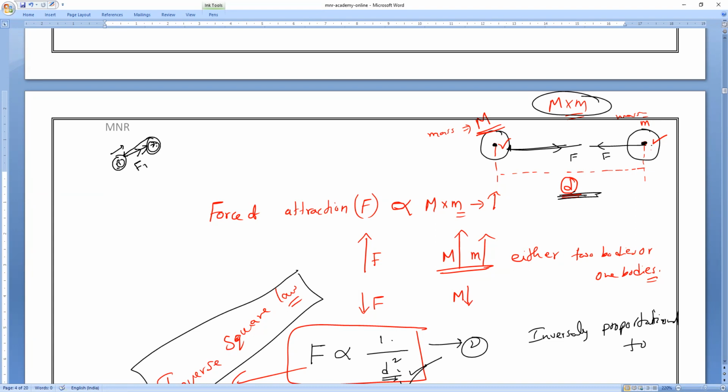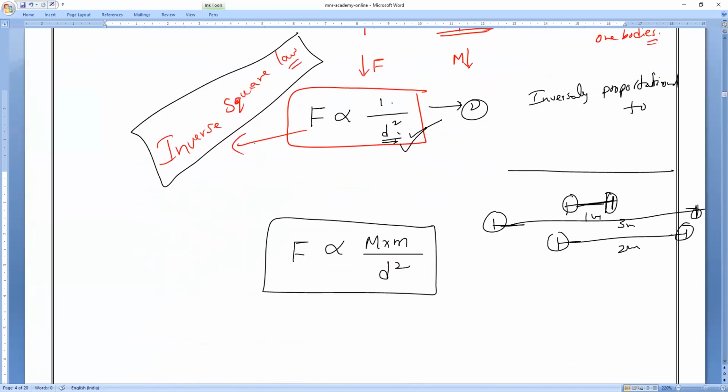Force exerted by the first body on the second body. The second body will exert a force in the opposite direction. The force exerted by the second body on the first body is F21. That's all. Nothing else is there. Understand? Yes. Okay.